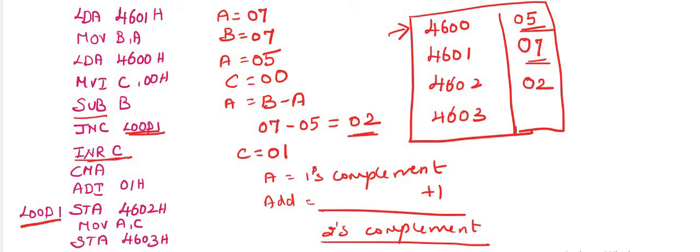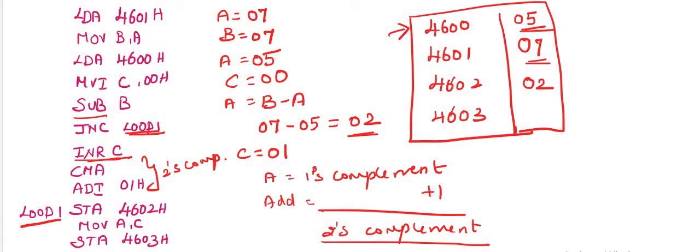So see here, we are using the complement accumulator instruction. Complement accumulator means we are doing the 1's complement. Then using the ADI instruction, that is immediate addressing mode, we can add 01 to the accumulator. So the 2's complement operation can be done here. 2's complement.